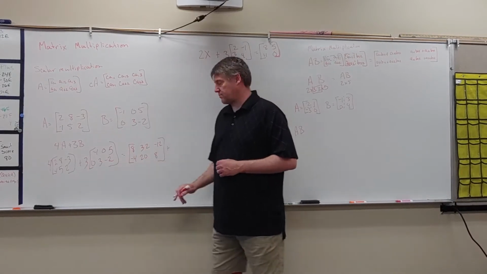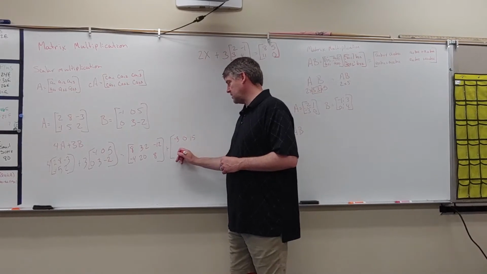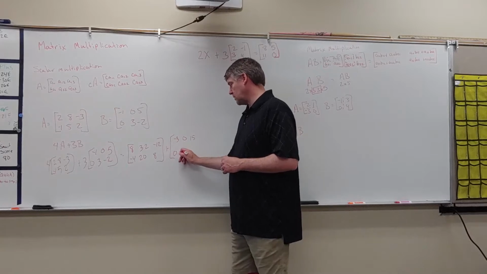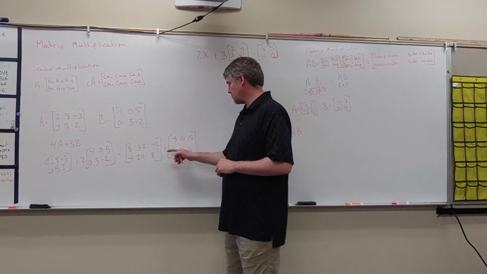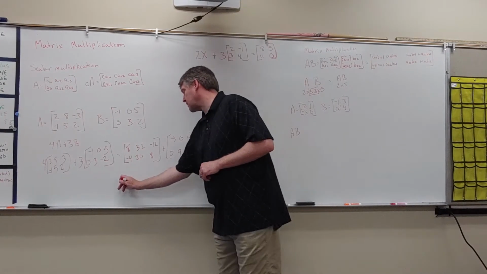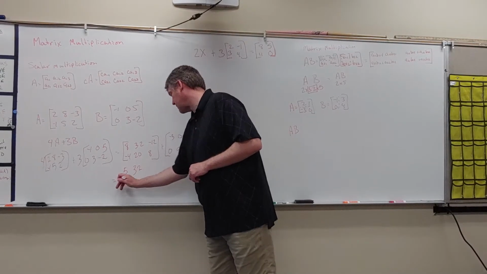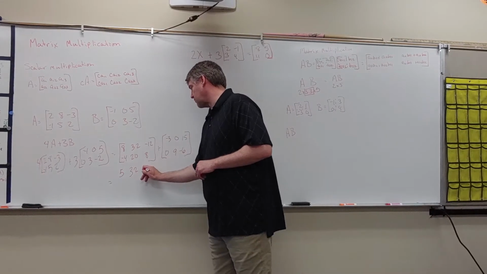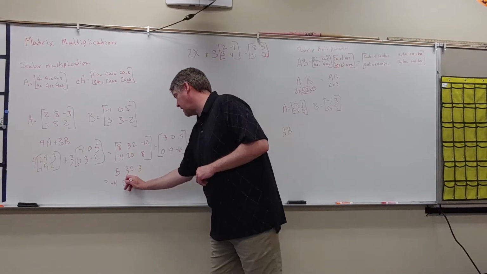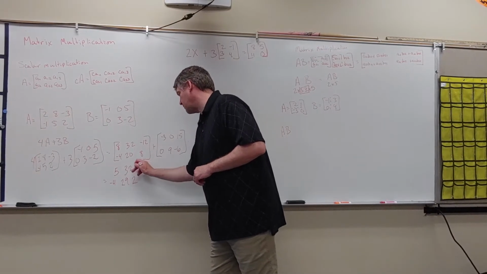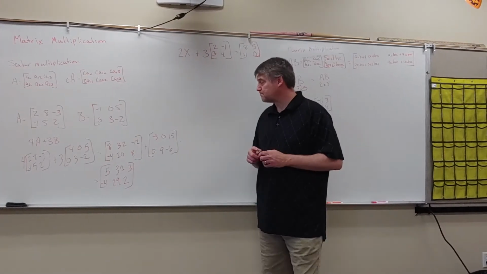And then for B, I'm going to multiply by 3. So I have -3, 0, 15, 0, 9, -6. Now I'm going to add corresponding parts. 8 plus -3 gives me 5. 32 plus 0 is 32. -12 plus 15 is 3. -4 plus 0 is -4. 20 plus 9 is 29. And 8 plus -6 is 2. And so that's using scalar multiplication.